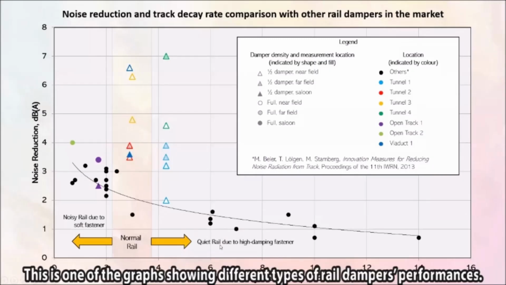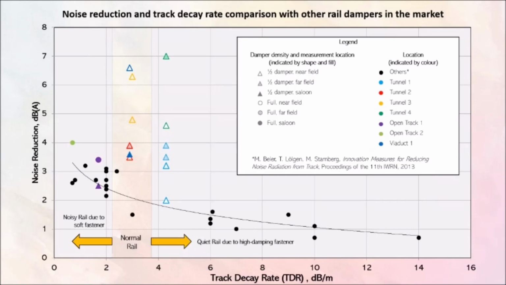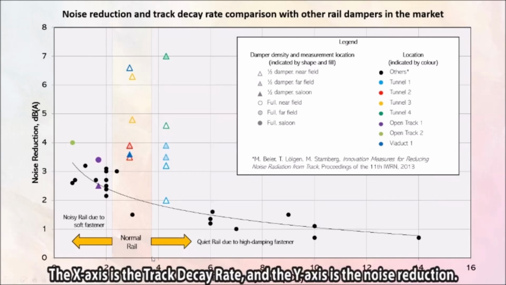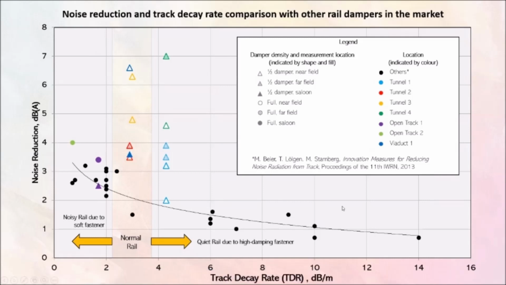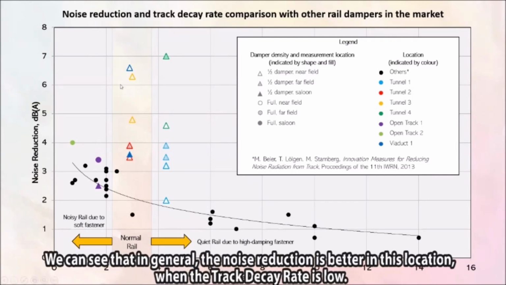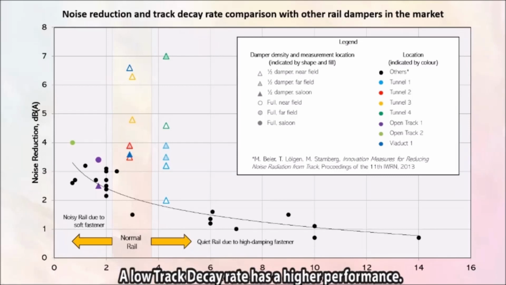Okay, this is one of the graphs showing the performance of different types of rail damper. The x-axis is the track decay rate. The y-axis is the noise reduction. We can see that in general, noise reduction is much better at this location. That means when the track decay rate is low. A low track decay rate has higher performance.